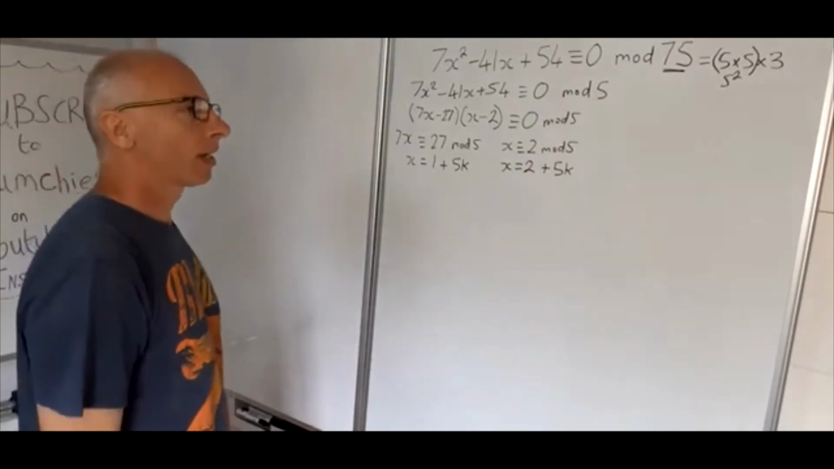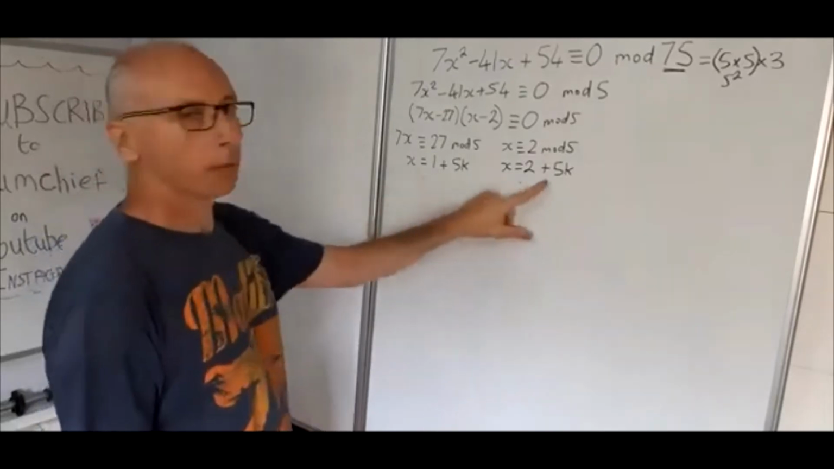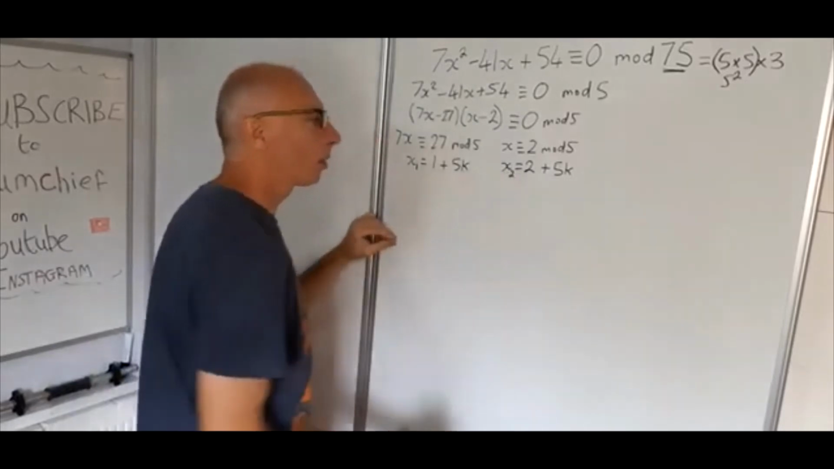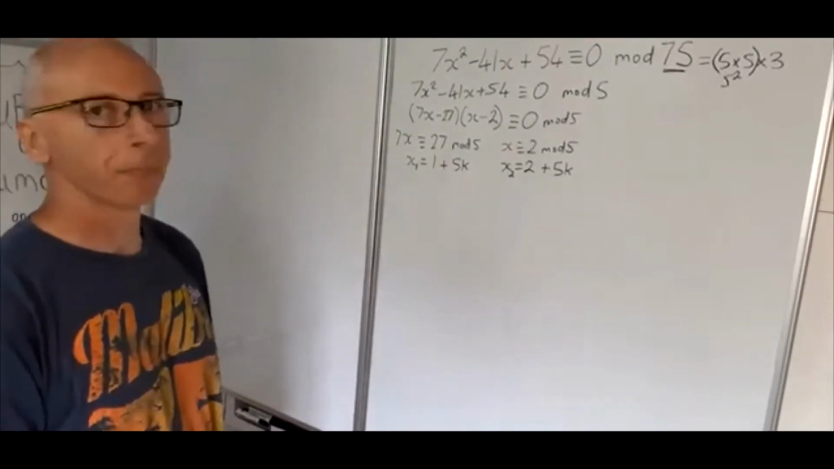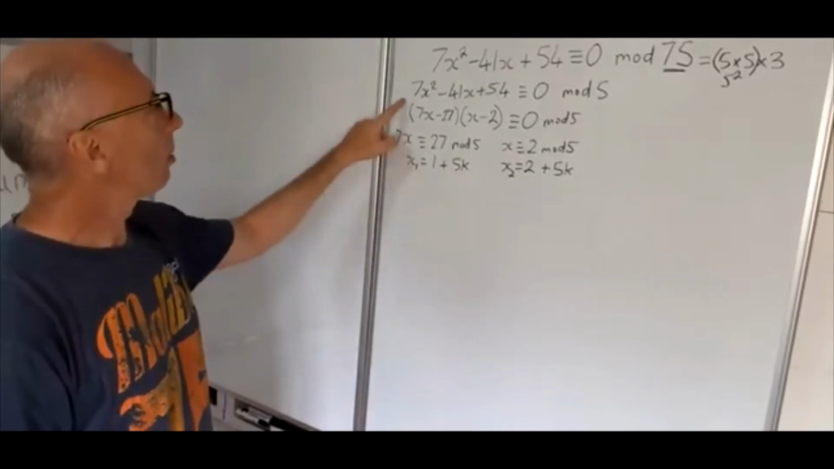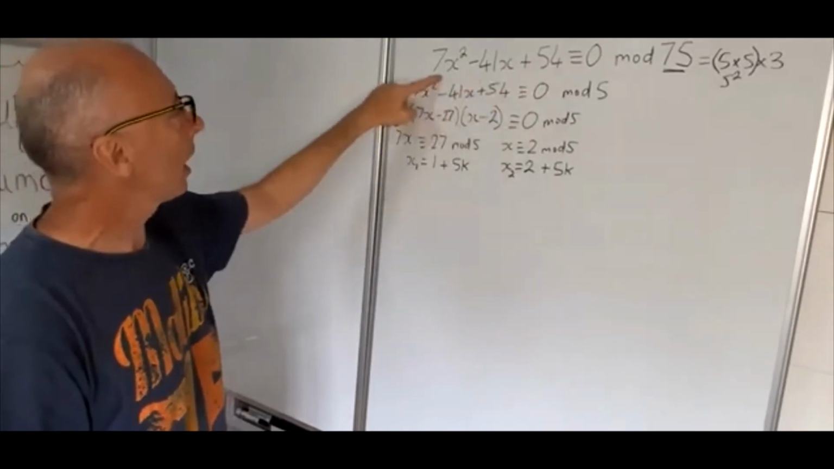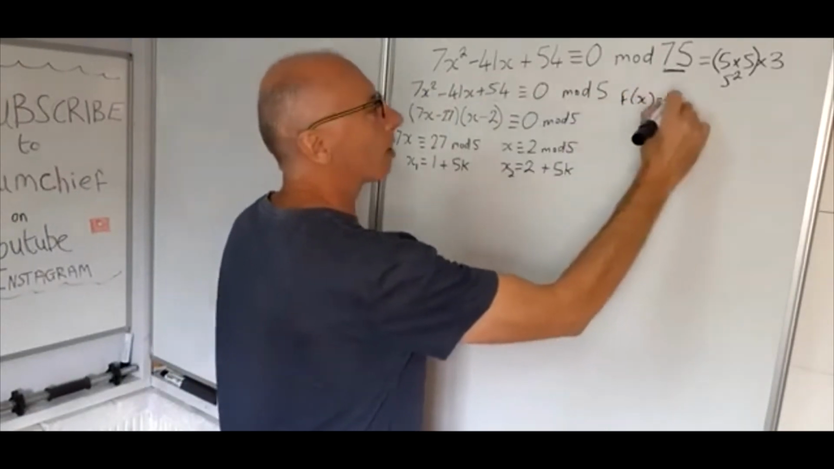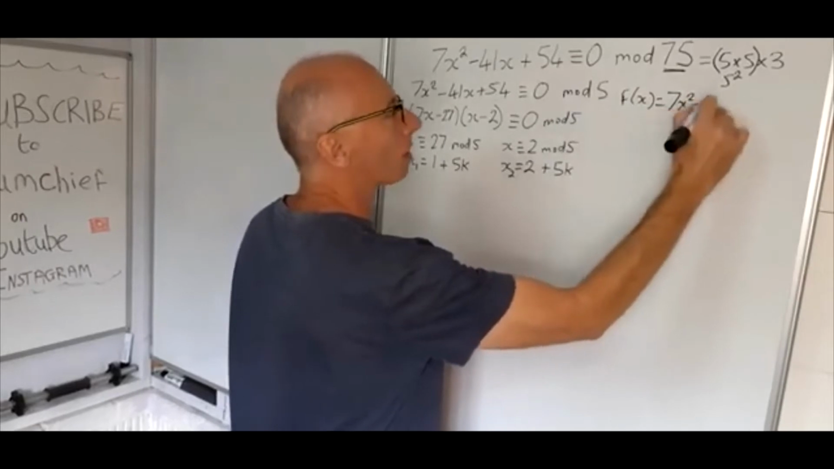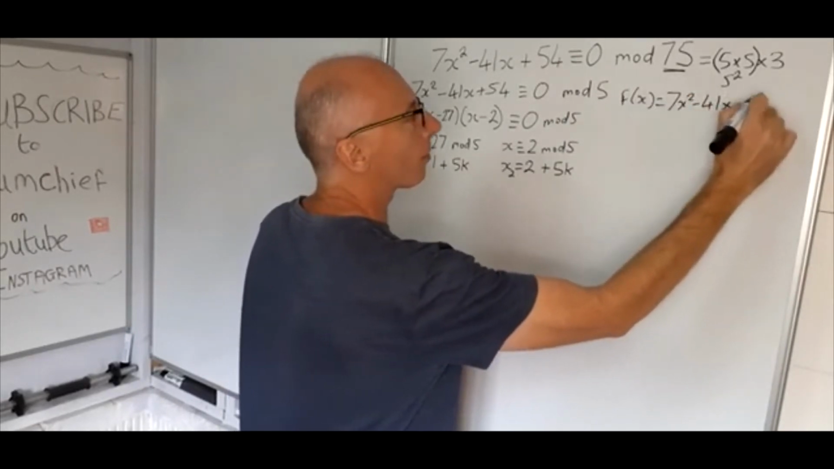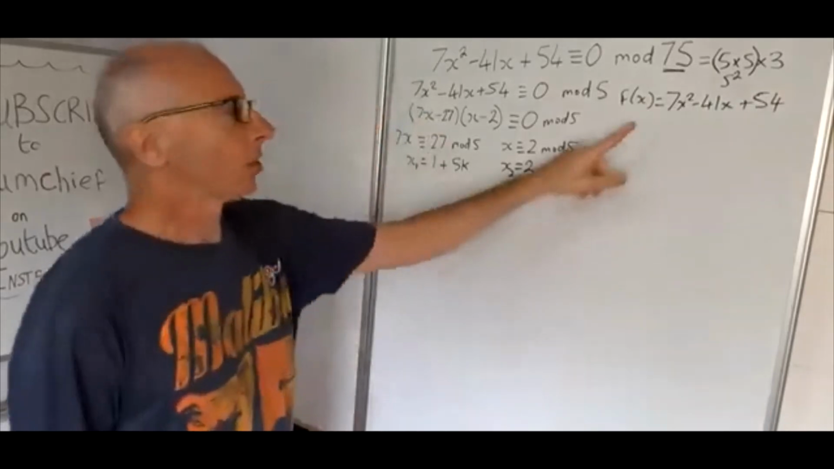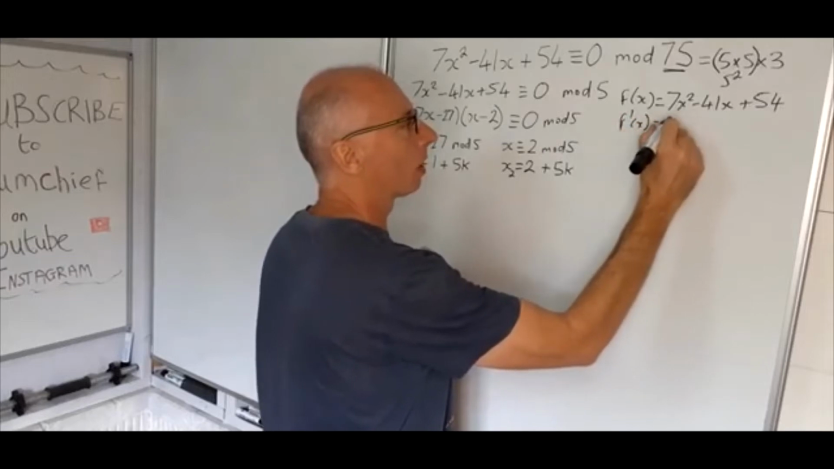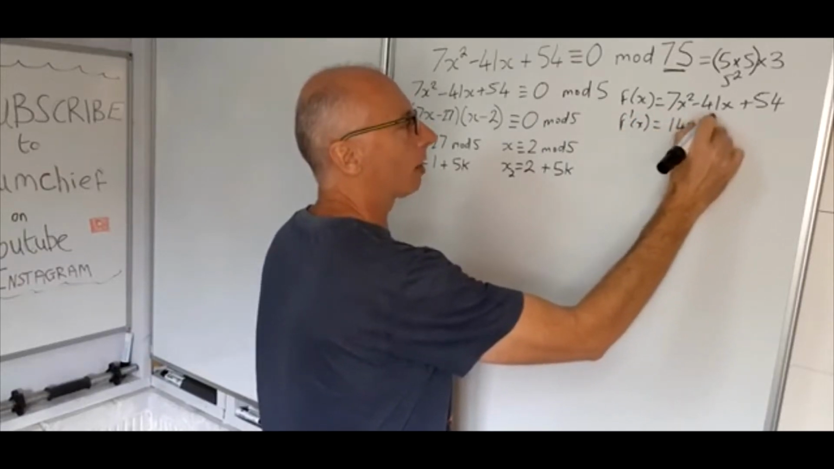Okay, so next, using each of these terms separately, I'm going to denote these as x1 and x2. It's important that we don't mix these two things up. Now we'll let this function be f of x. So f of x equals 7x squared minus 41x plus 54. And then we're going to take the derivative of this as well, because it's going to come in useful for us. So f prime of x equals 14x minus 41.